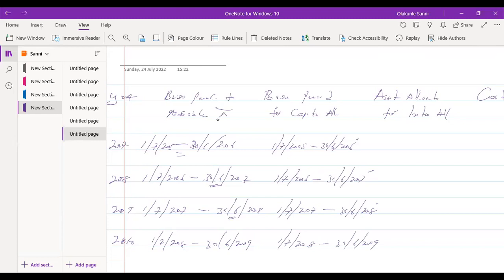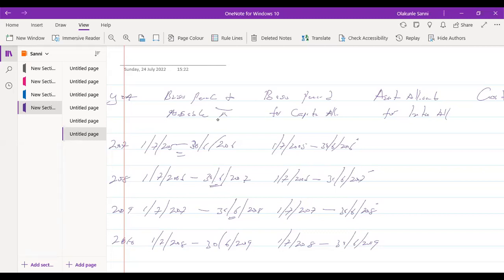Class, if you look at it here, you will observe that I'm having the same basis period for capital allowance as the basis period for assessable profit. Why? This is an existing company. The company does not have any abnormal basis period here. It has eliminated the issue of commencement. Until we decide to cease operation, then it can have an abnormal basis period. Hello, are you with me, sir?